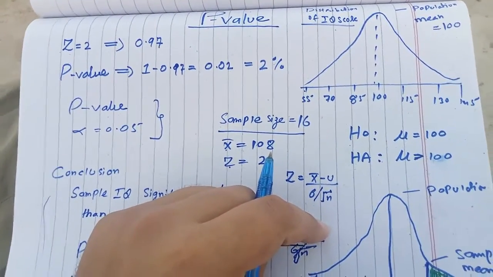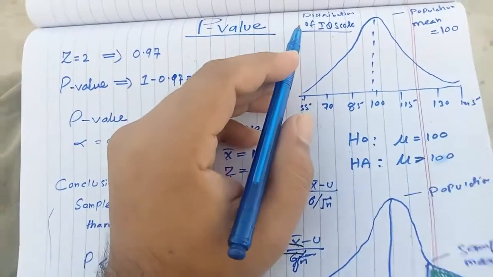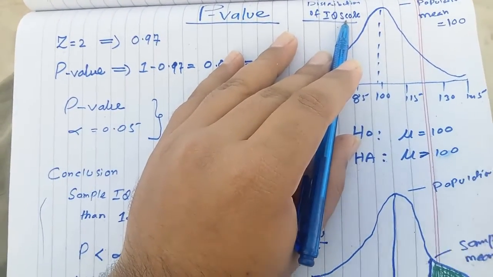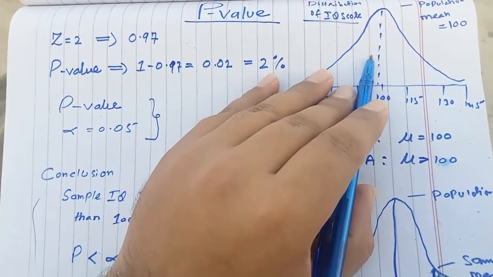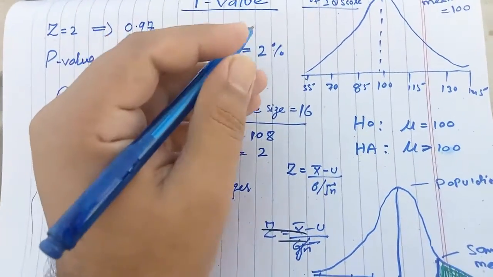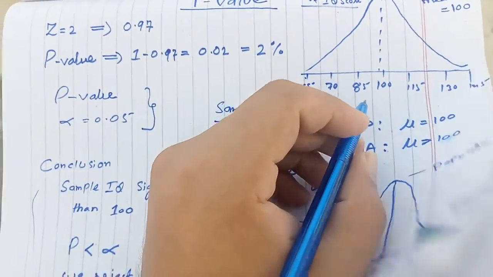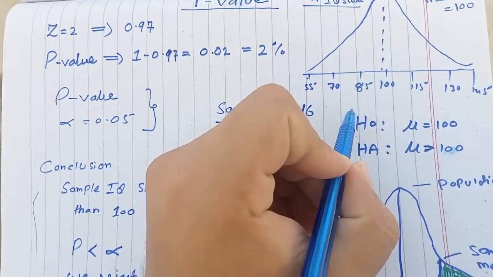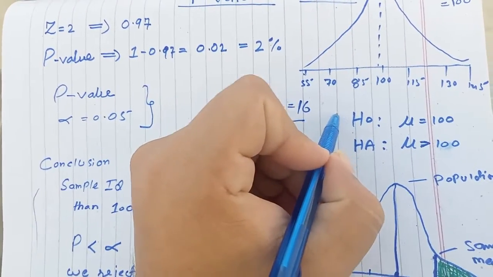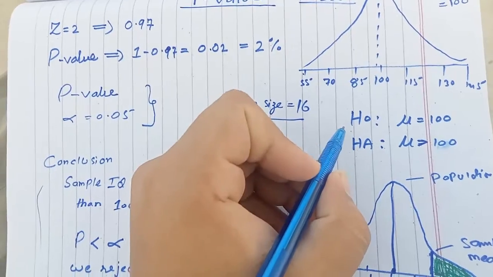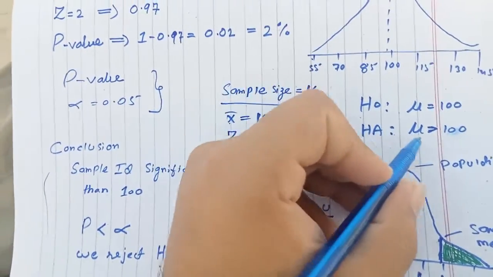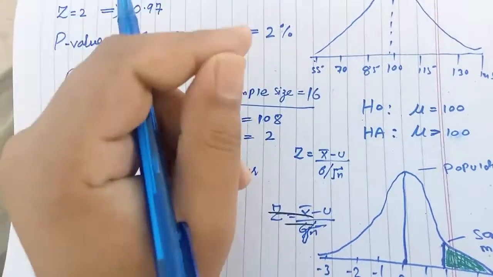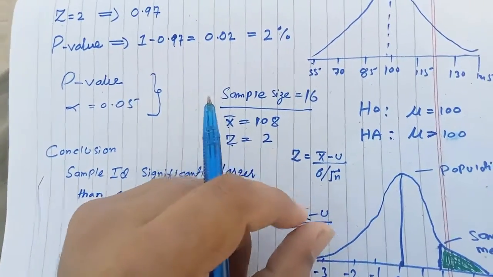Now let's take an example. This is the distribution of the IQ score. There is a claim, an assumption, that the average IQ score of the population is 100. This is the null hypothesis. And the alternative hypothesis is that the average IQ score of the population is greater than 100. Now we will do the hypothesis testing using the z-test.